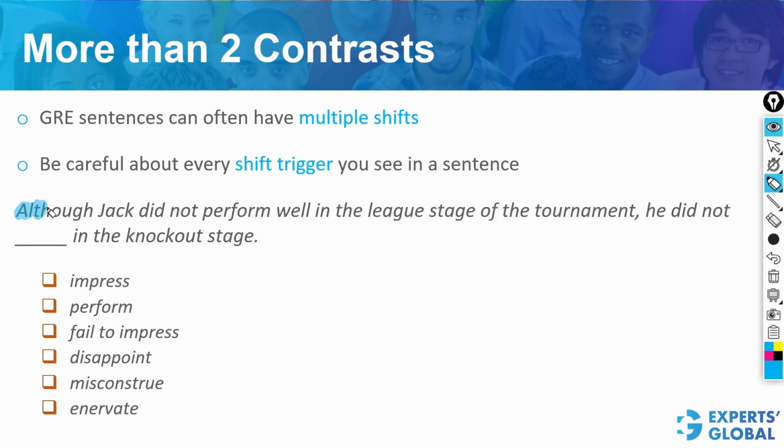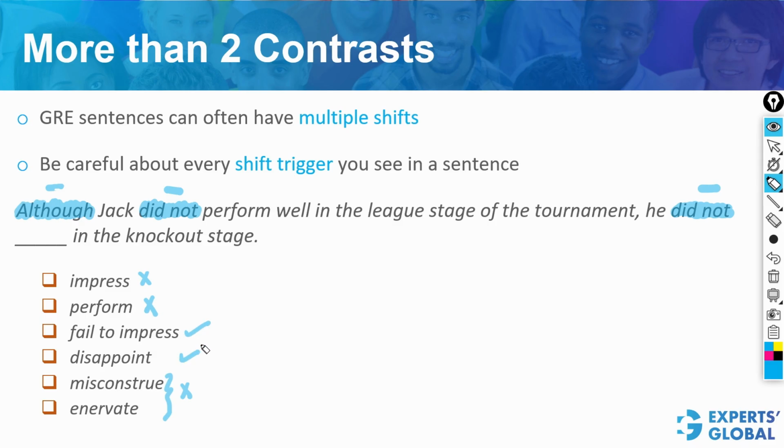Please notice the shift triggers. We have 'although' here, then 'did not' once again. So 3 shifts, negative, negative, and negative. So overall, the result is something negative. So the positive words should be very comfortably eliminated. Misconstrue and innovate do not fit the context. Fail to impress and disappoint form the correct pair.